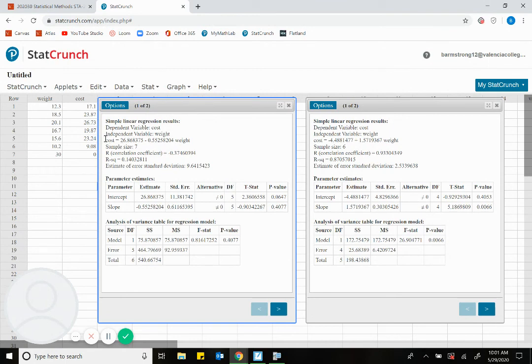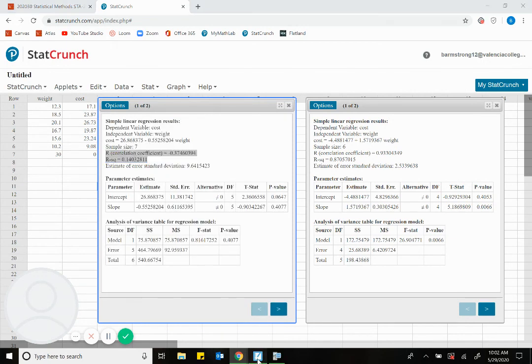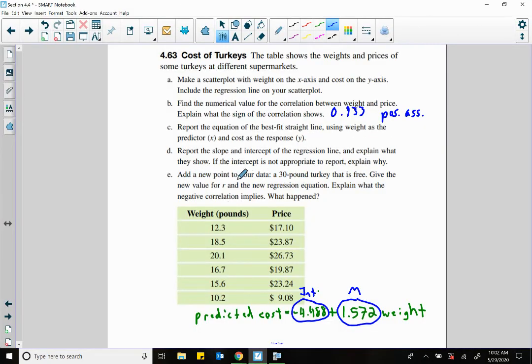So notice my new information now. Okay? Notice my correlation coefficient. If you look at this, oh, look what happened now. My outlier changed my line completely because it's all the way over here. Okay? So interesting. So let's see what it wants us to do with this. Okay, so we add that, give the new R and the new regression.